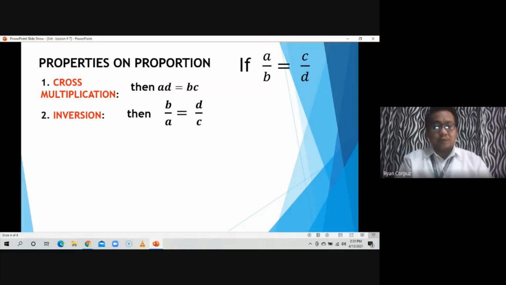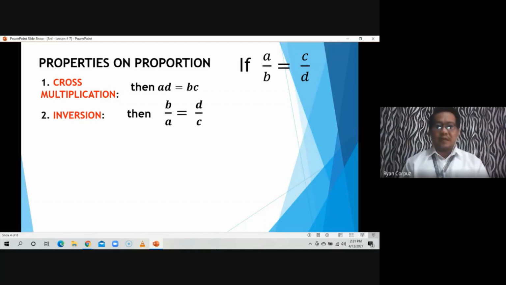So with the application of inversion, that is by simply interchanging the position of the numerator and the denominator, nothing happens, walang nag-iba sa given ratio natin. Even if we apply inversion, the two ratios are still equal.